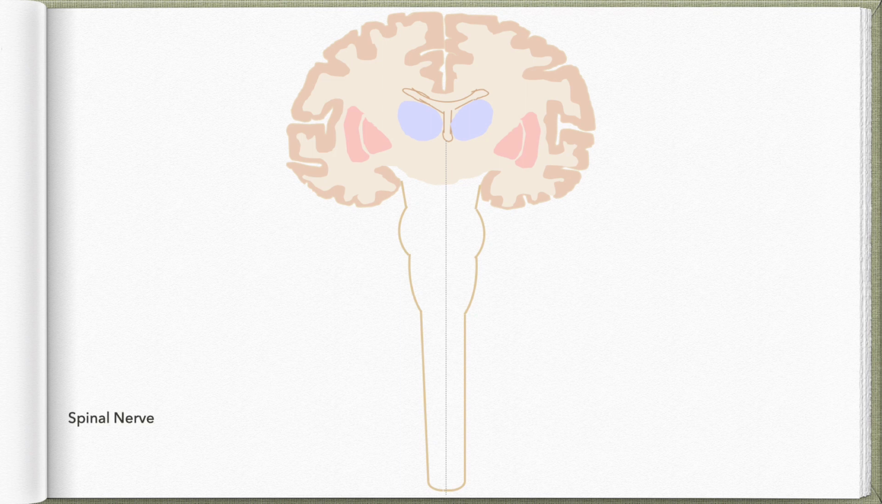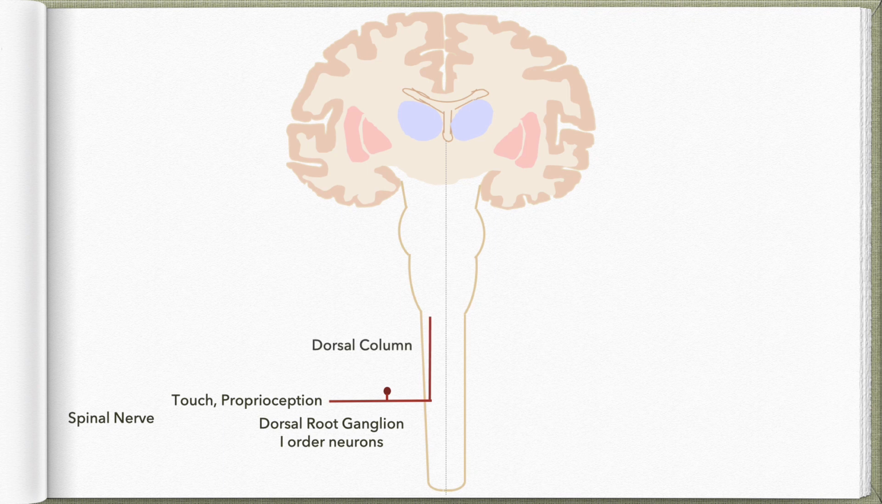Dorsal column afferents travel with every spinal nerve. They reach the spinal cord through the dorsal root. Because they are made up of larger fibers, they enter through the medial stream of the dorsal root. They have their first order neurons in the dorsal root ganglion. After reaching the spinal cord, they do not relay here. Instead, they ascend all the way up to the medulla oblongata, and that ascending bundle of fibers, which are located within the dorsal column, forms the dorsal column pathway.